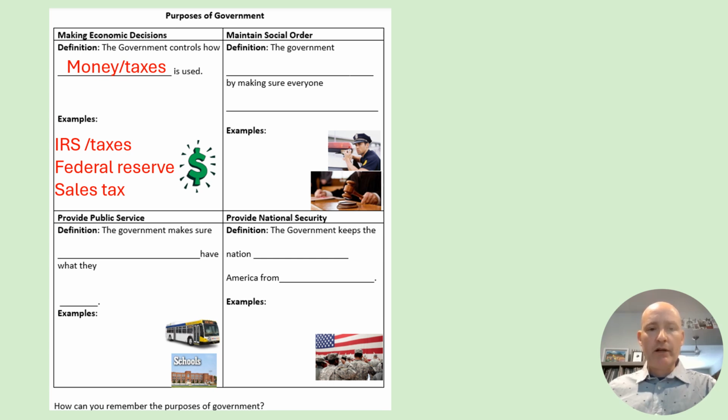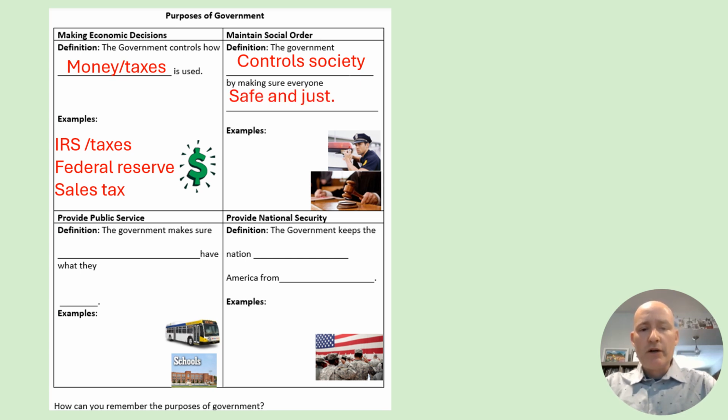whether it's national, state, or local. Okay. Another function or purpose of the government is to maintain social order. So what the government does is it controls society by making sure everyone is safe and just. There are things like courts that make sure everybody follows the law so things go in an orderly fashion.